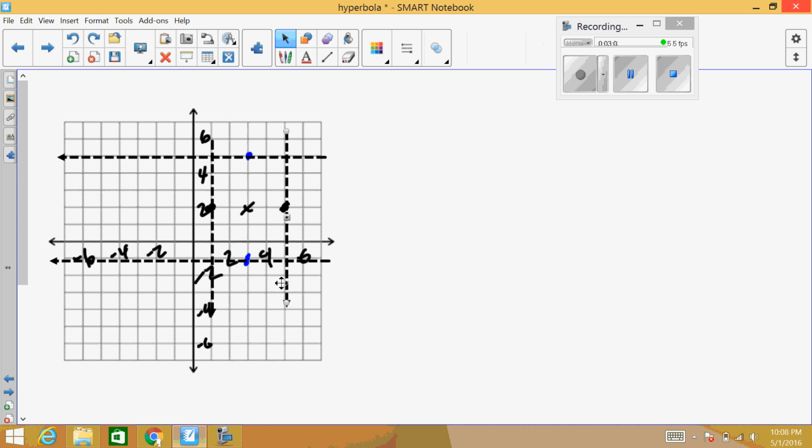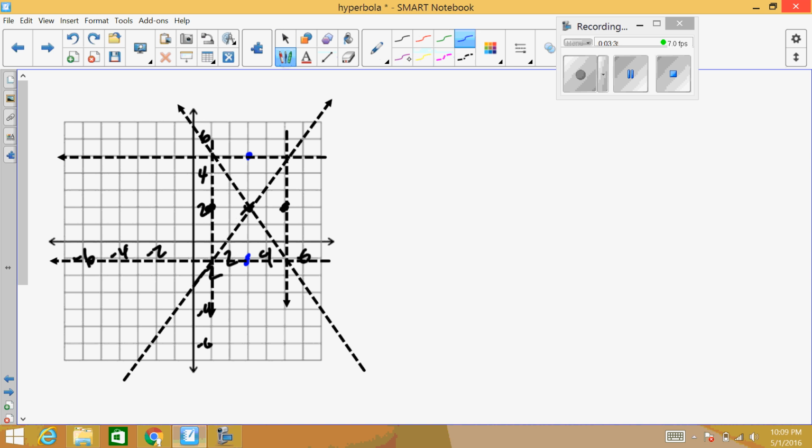Okay, so what this does now is it actually makes it very easy for me to graph my 2 asymptotes. Yes, hyperbolas have asymptotes, those lines that it gets closer and closer to, but are never going to touch or cross. And those asymptotes go across my diagonals of this box that I just created. There and there. Perfect.